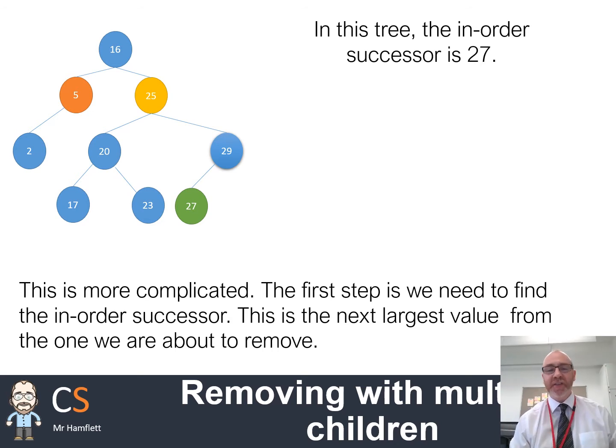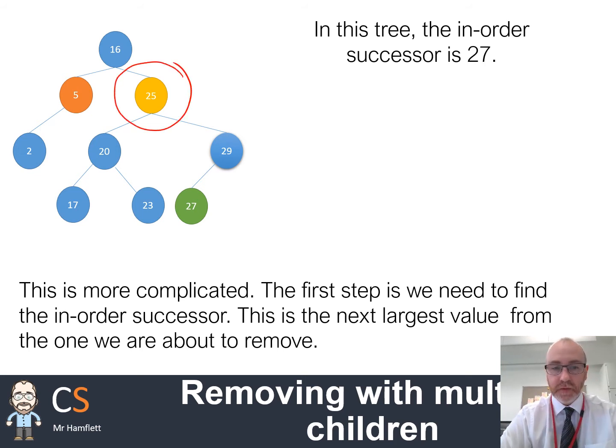So in-order successor, how do we find it? Imagine I want to remove a node. Let's say I want to remove 25. We need to find the next biggest number. Now, how do we do that? Well, the next biggest number has to be to the right, doesn't it? Because of binary search trees, the right is always greater than, isn't it? So we go right once. Now, 29 is where we are at.